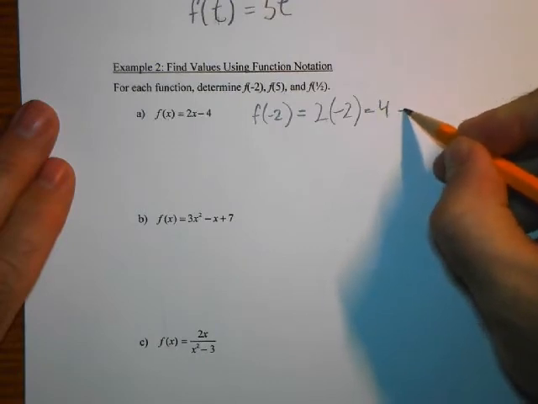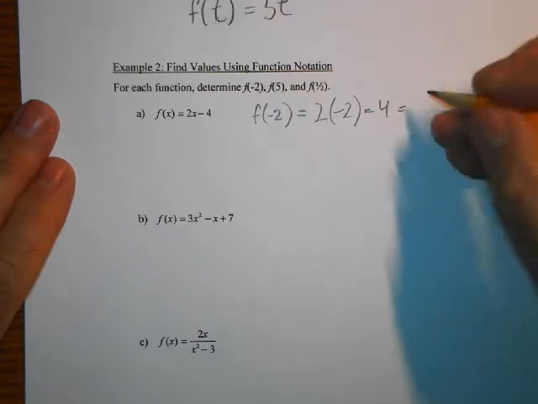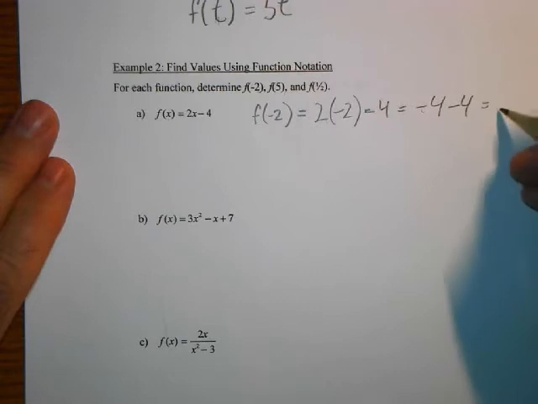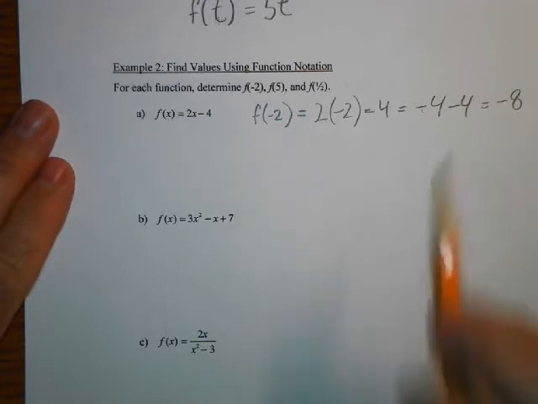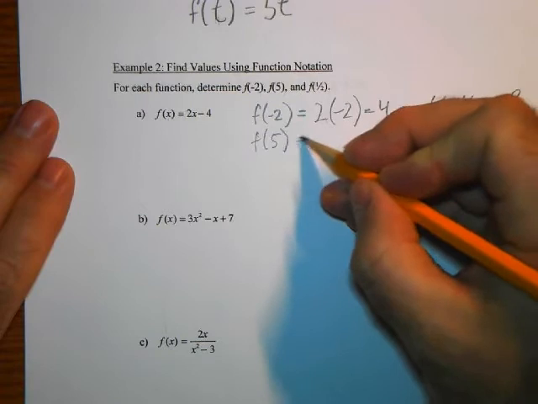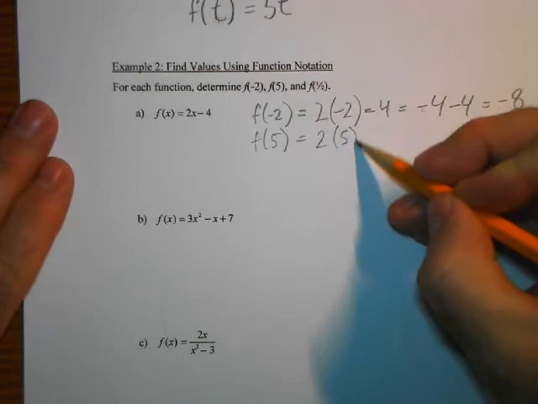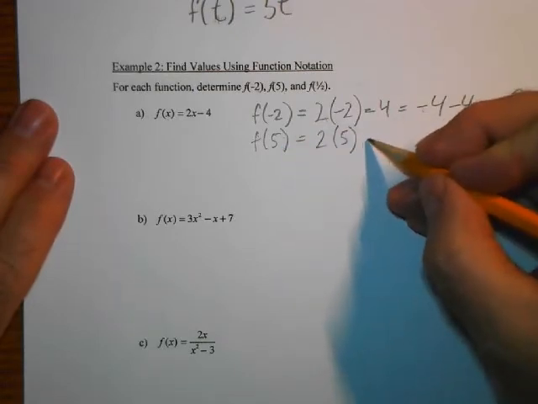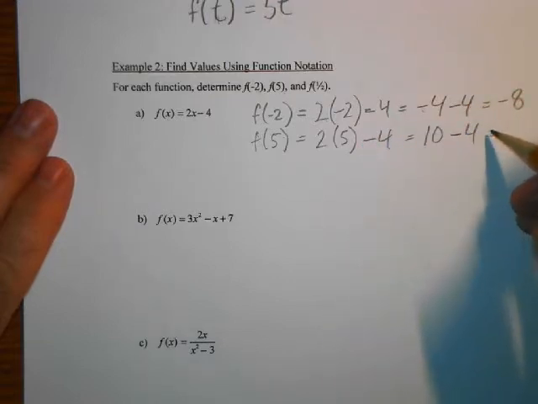And now it's just a matter of applying BEDMAS. So we do this first: -4 minus 4, and that's equal to -8. So f of -2 is equal to -8. And then we do f of 5. Once you've done one, it's pretty easy to do more of them. You just change what's inside the bracket to what your new input is. 2 times 5 minus 4. That's 10 minus 4, which is equal to 6.